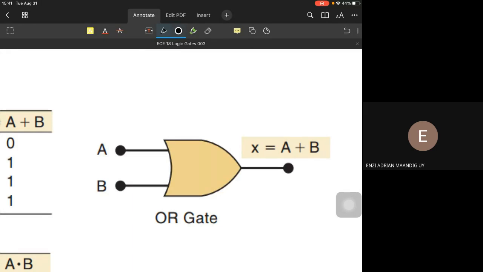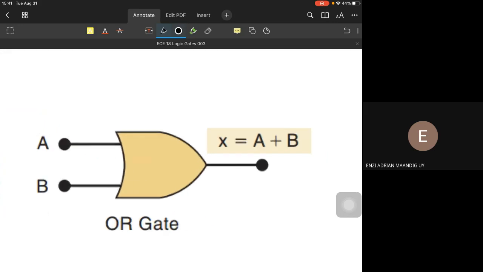Two input OR gate. Actually, we also have multiple input OR gates. There are 3 input OR gates, 4 input OR gates. But it doesn't matter how many inputs, it's the same function. It's just an input. So, first, the notation for OR.